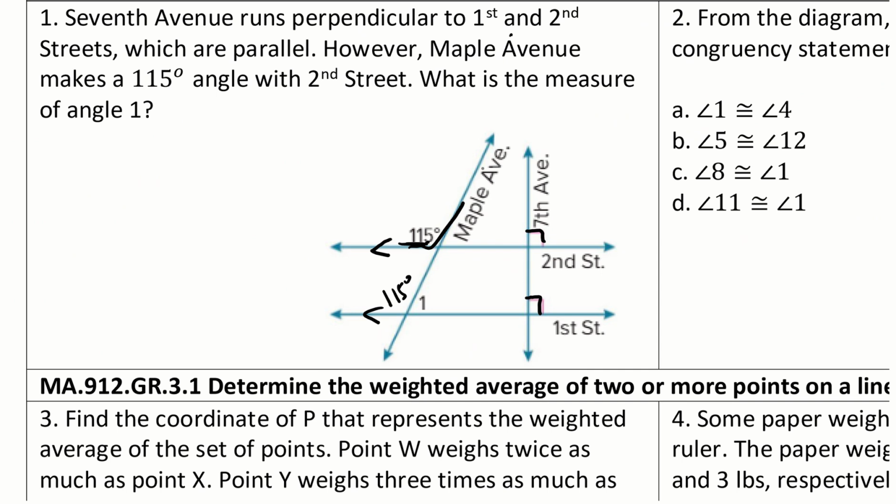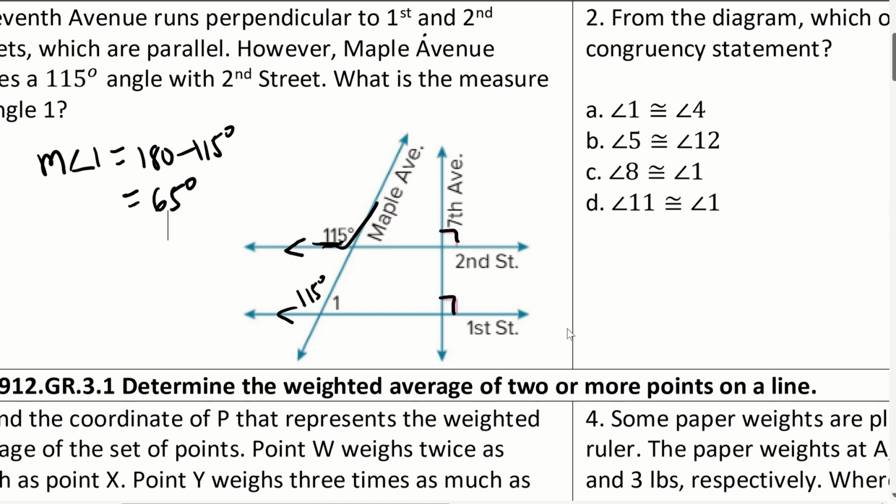And then notice that these two form a linear pair. So those two have to add up to 180. So we can figure out what angle 1 is by subtracting it from 180. All right, so then angle 1 has to be 65 degrees. Now this is only true if the lines are parallel, which they told us that they are. All right, so there's angle 1.